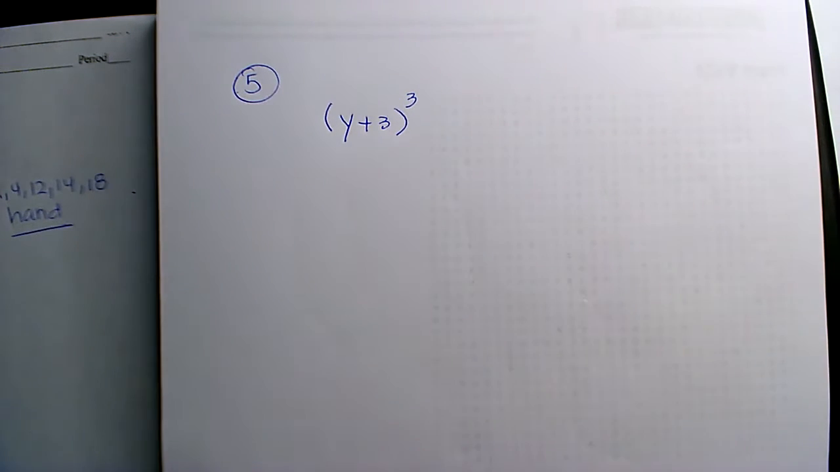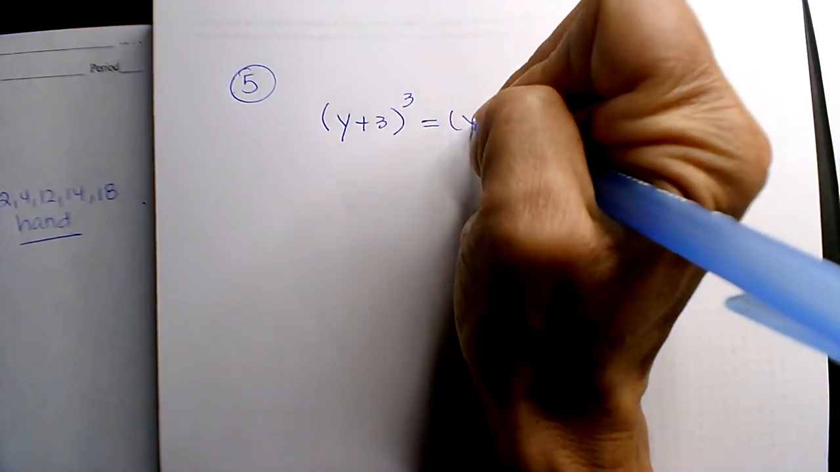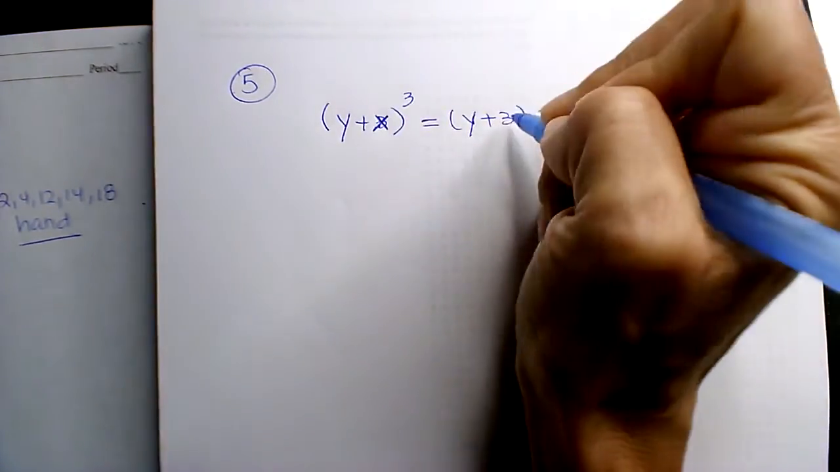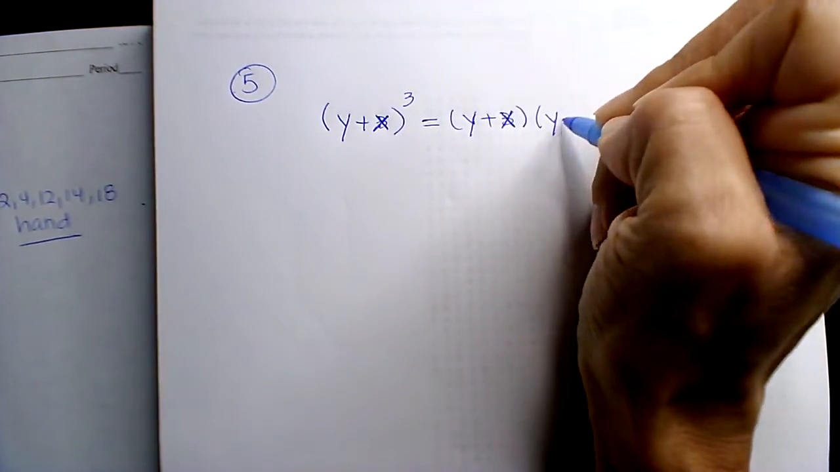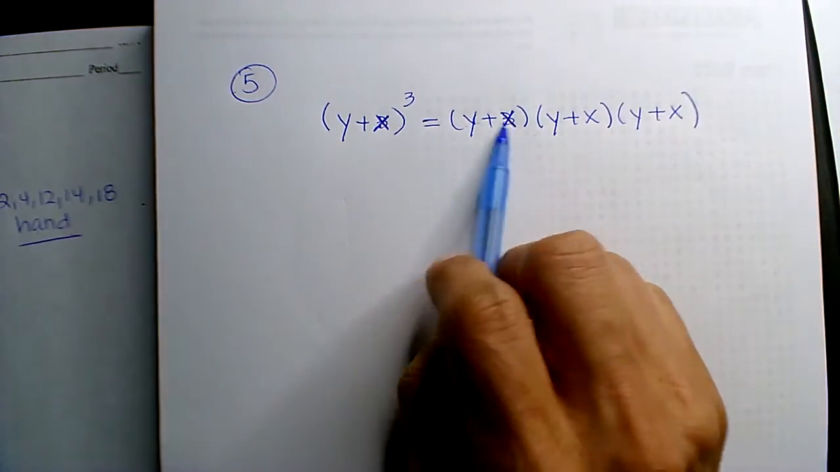Okay, this is the equivalent. So this is the long distribution to expand it. Y plus 3. Oh, it's y plus x, you guys. Hello, I already messed up the start. Y plus x. All right, you got a cube, so there's 3 of them.